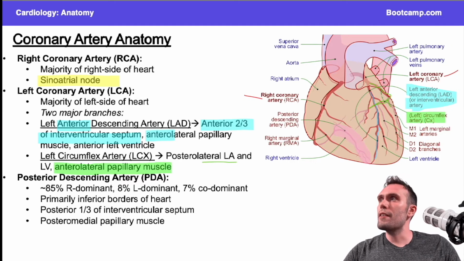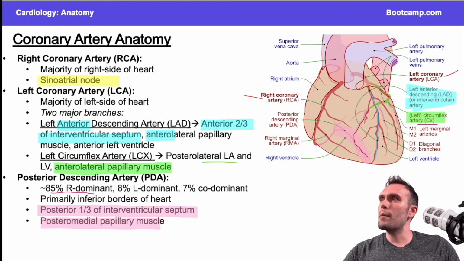Now you can see in this drawing, again, it's coming from the right side of the heart, so we would say this is right dominant. However, if this artery came off of the left circumflex artery, because remember, the left circumflex artery wrapped around back, then we would say that the patient is left dominant. And again, it can come off of both, in which case they'd be codominant. The posterior descending artery is going to primarily go to the inferior border of the heart. The two big structures I want you to know: the posterior 1/3 of the interventricular septum, as opposed to the LAD, which is the anterior, and then the posterior medial papillary muscle, as opposed to the left-sided vessels.